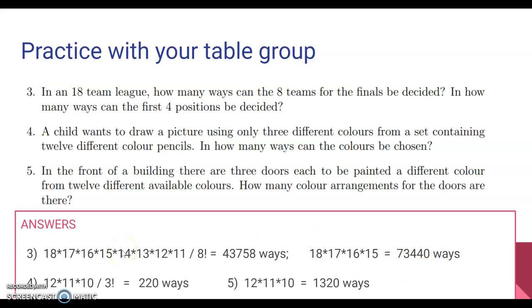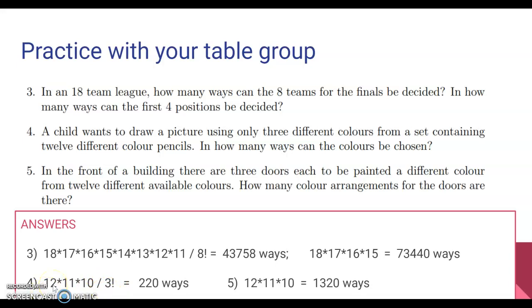The child wants to draw a picture using only 3 different colors from a set containing 12 different colored pencils. So out of that group of 12, we're going to select 3 of them, and the order doesn't matter. Choosing red, blue, green is the same 3 colors as choosing green, blue, red. So that's called a combination. Organizing those 3 different colors in a different order is the same group, same colors chosen. We're going to have to divide out all those groups that have the same colors, just in different orders.